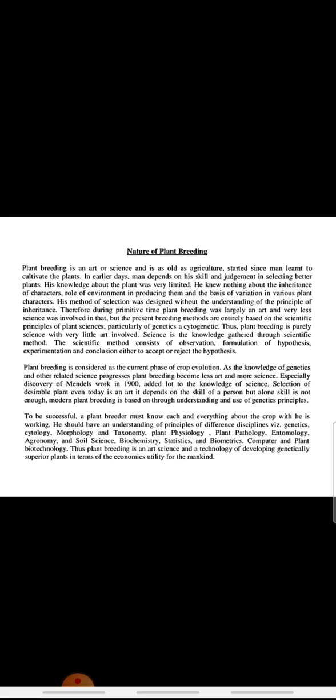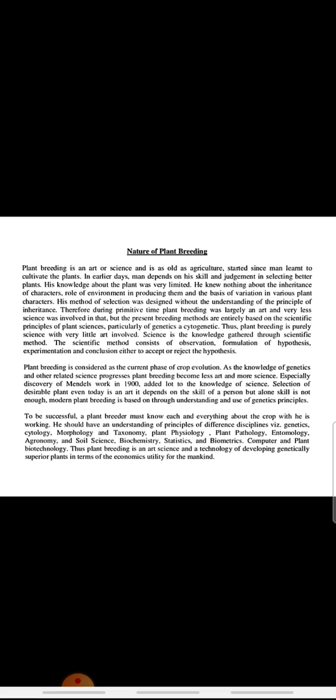Plant breeding is considered as the current phase of crop evolution. As the knowledge of genetics and other related sciences progresses, plant breeding becomes less art and more science. Especially the discovery of Mendel's work in 1900 added a lot to the knowledge of science. Selection of desirable plants even today is an art. It depends on the skills of a person, but skill alone is not enough. Modern plant breeding is based on thorough understanding and use of genetic principles.